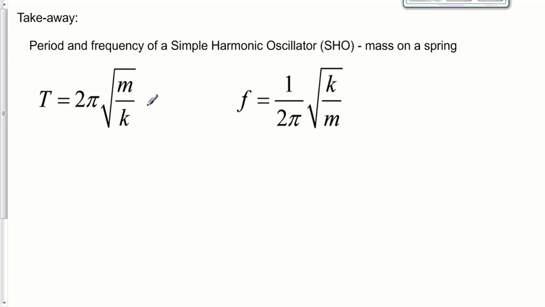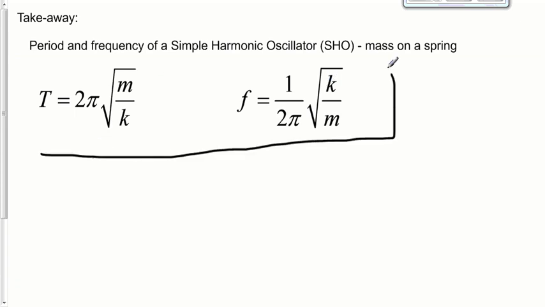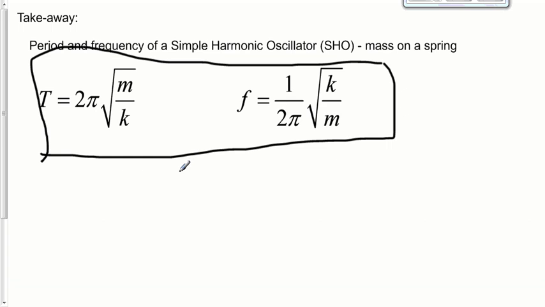If I wanted to make something take longer to rotate, or to move up and down, I need to increase the mass or decrease the spring constant. And of course, the opposite for the frequency. So again, if you were confused there in the middle, don't freak out. This is the big takeaway, these two things right here: we have the period expression and the frequency expression, and they're pretty simple.